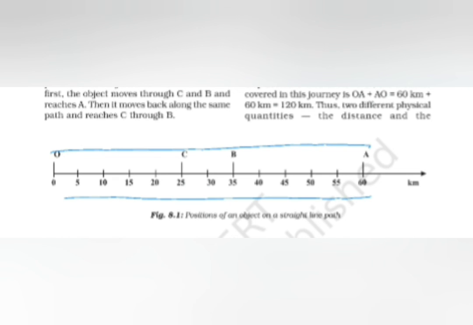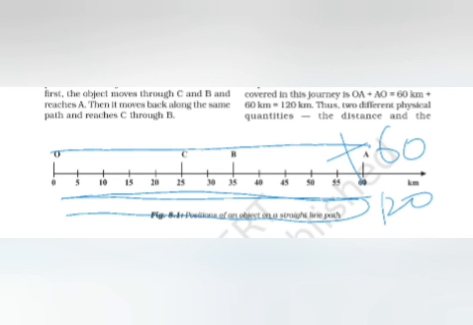So displacement was depending upon direction. That's why when it was coming back to 0, the distance was 120 because it was independent of direction. And when we talk about displacement, when we go here, it was plus 60 kilometer, and when we came back, it was minus 60, which came to 0. This is the actual meaning of scalar and vector quantity. Vector quantity has direction, scalar does not have any direction. So that is how it became 0.